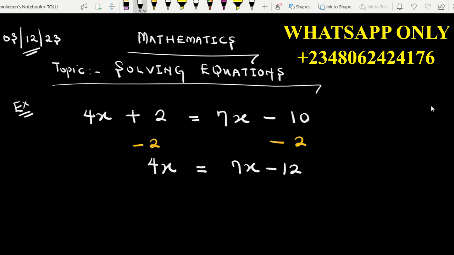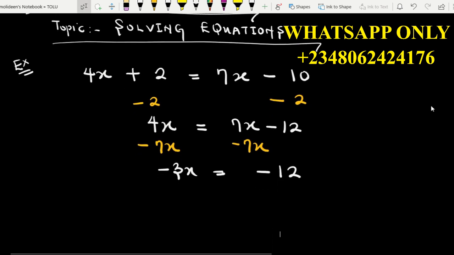Now the next step is what? To get rid of 7x at the right hand side. How do you do that? The inverse of that is negative 7x. You subtract 7x from both sides, so that at the left hand side we are going to get negative 3x equals, this will cancel out, then we're left with what? Negative 12.